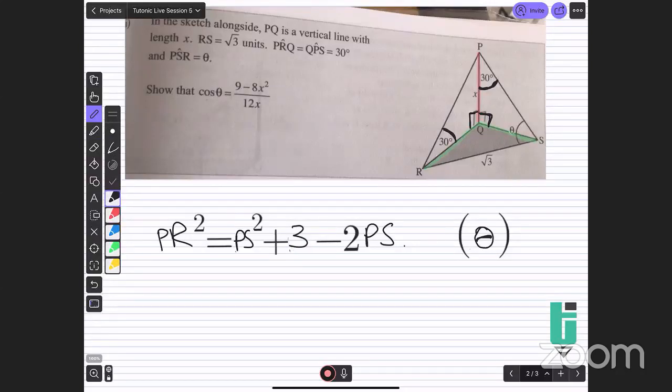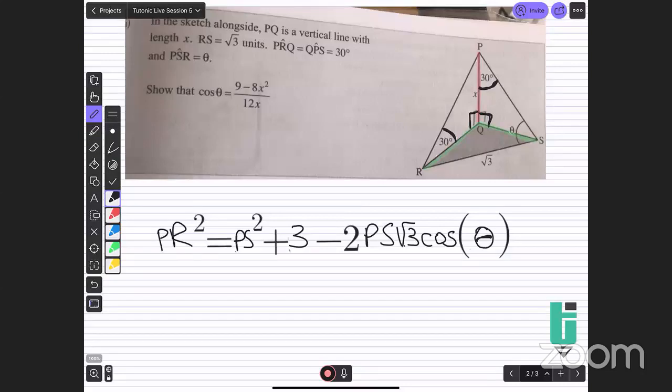Somebody's listening to some background music. Okay, so we're getting some... No, it's actually cos. Sorry, it's cos theta, PS. Okay, somebody's mic is a bit loud.